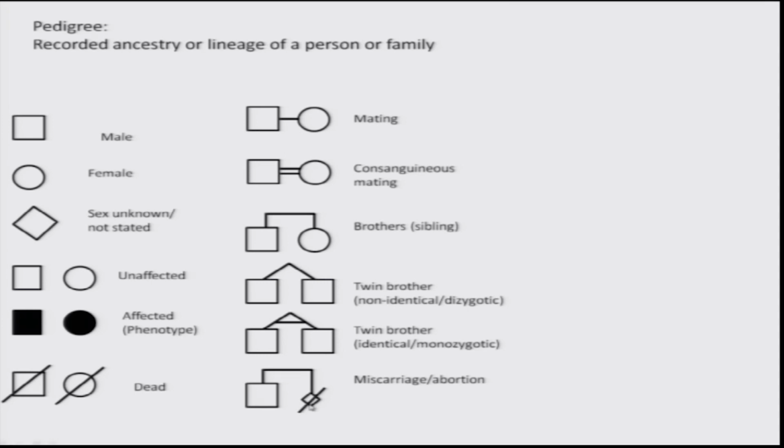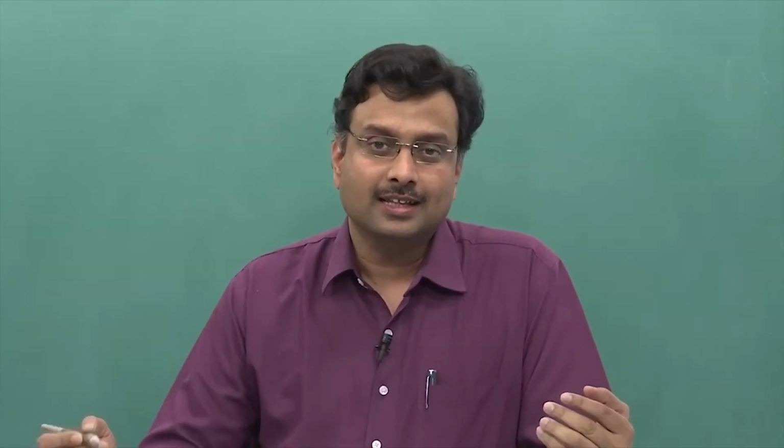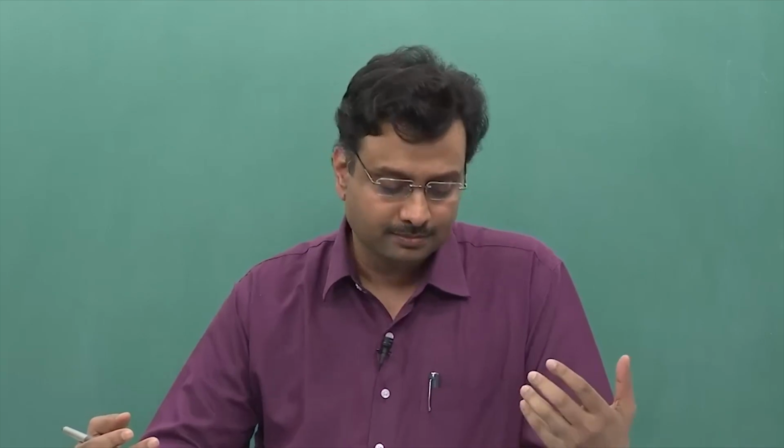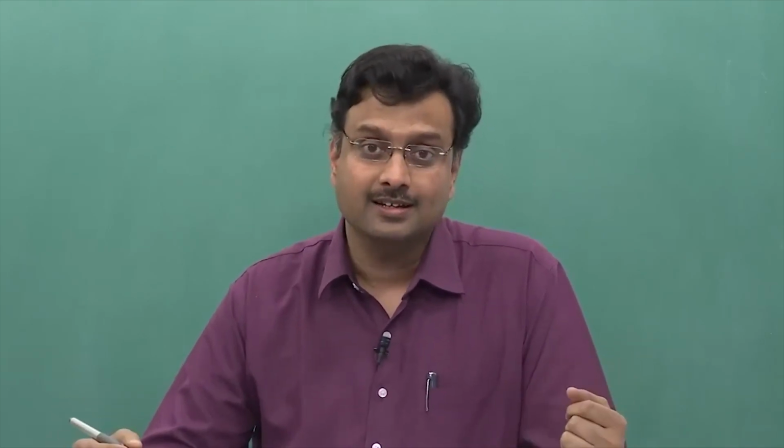So, these are some of the symbols that we use to identify the pedigree. 2 more. This is very important. This you call the index case or proband, because you are assuming that you are a genetic counselor and a family comes to you to take some input on the disorder that may have set in the family.